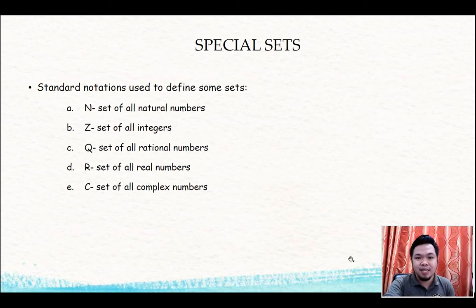Now, let's go with the special sets. So, ang sets ay may mga special sets po yan. Standard notations used to define some sets. Yung una po is yung N, which stands for set of all natural numbers. Another is yung Z, set of all integers. Then we also have Q, set of all rational numbers. R, set of all real numbers. And C, set of all complex numbers.